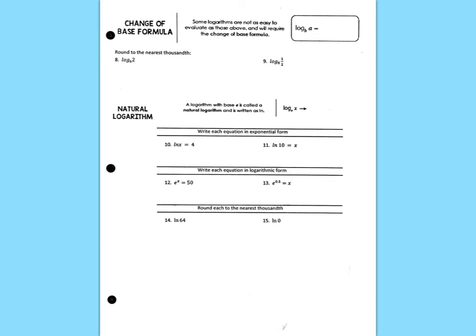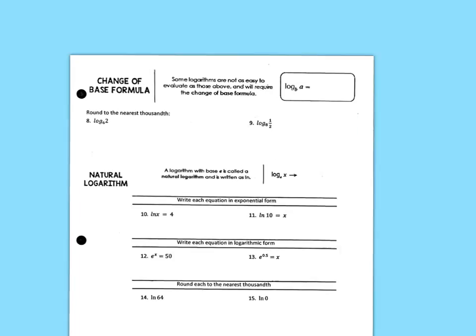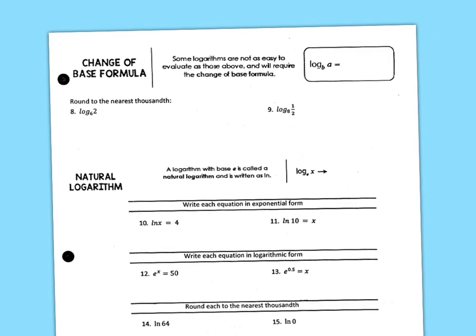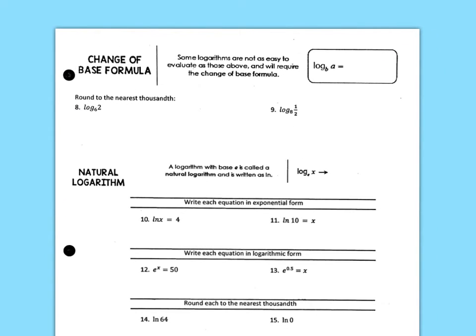Now on occasion, and by on occasion I mean quite often, you're going to have some problems where you can't make the bases match. If we had a problem like 2 to the what power is equal to 15, you can't make the bases match there. So this is often what's going to be happening. This is where we're going to use the calculator.